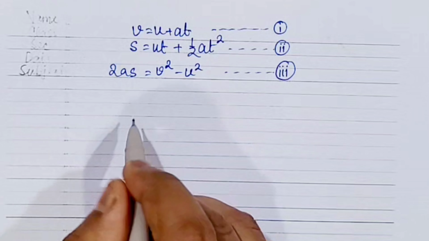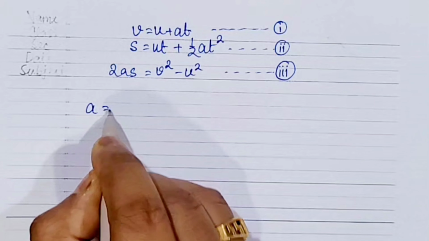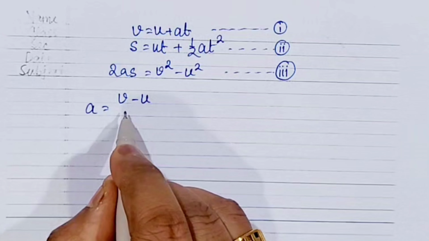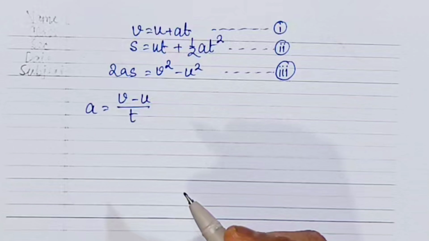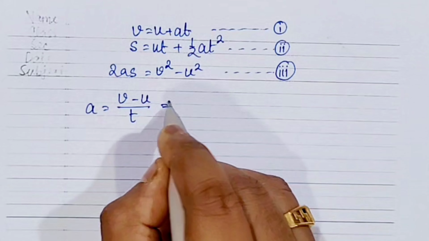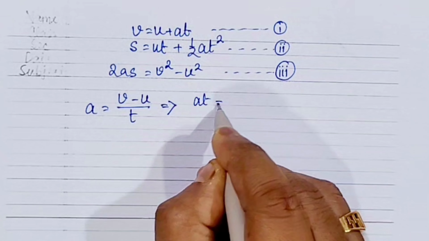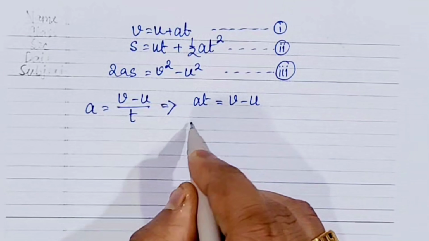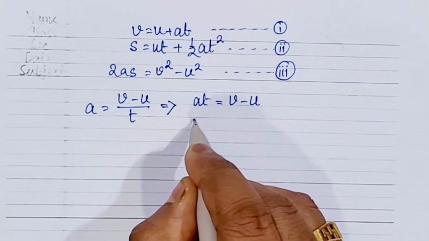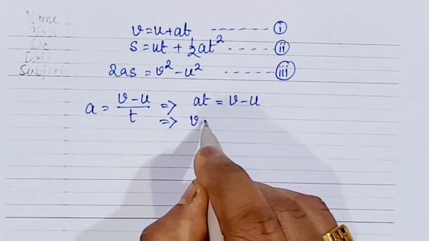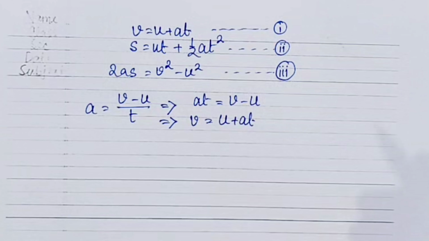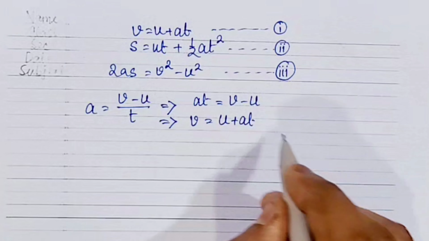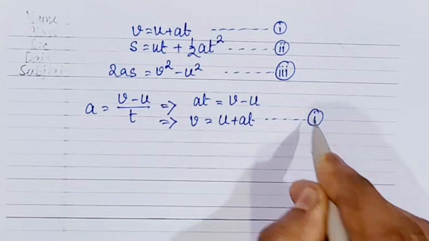So let me just give a quick recap. Acceleration was defined as V minus U, final velocity minus initial velocity, divided by the time it has taken to change from U to V. That implies AT equals V minus U. That implies V equals U plus AT. I have jumped a couple of mathematical steps in between. If this is not clear, do let me know. I'll explain that more in the comments. So that provides our first formula.